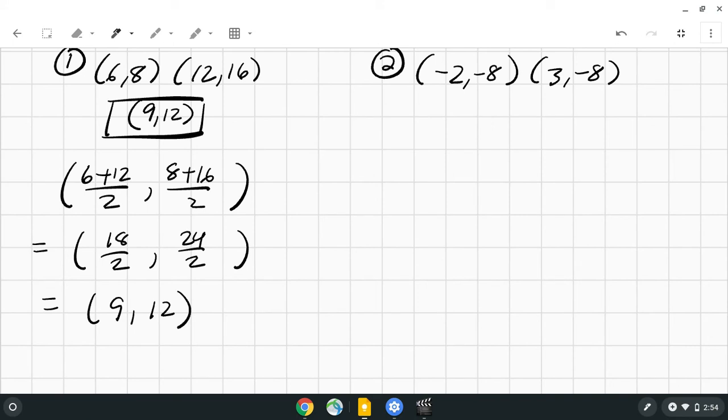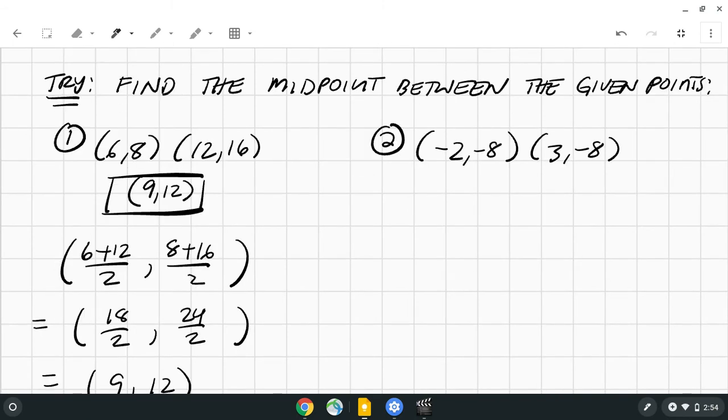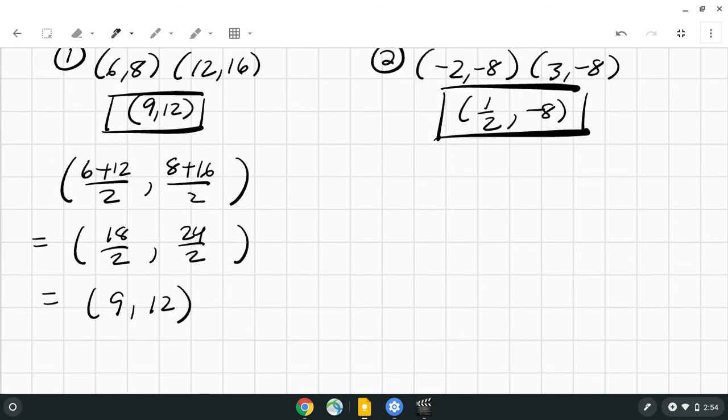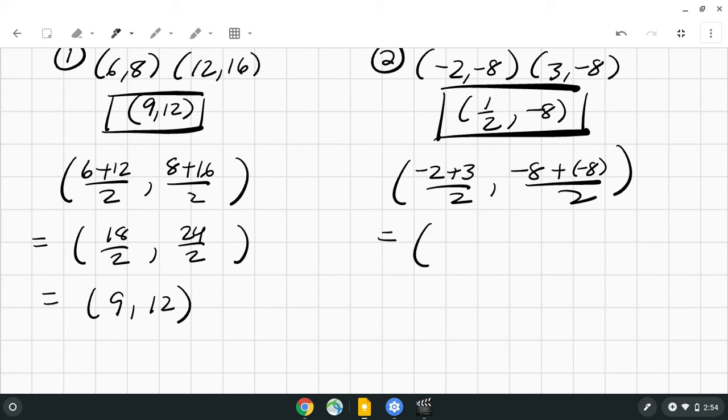Okay. For number 2, if you got 1/2 and -8 as your answer, then you are correct. Okay. So let's see how we got that answer. So we add the x's, -2 plus 3, divide by 2. And then we add the y values, -8 plus -8, divide by 2. Okay. -2 plus 3 is 1. And then over here, negative 8 plus negative 8 is actually negative 16.